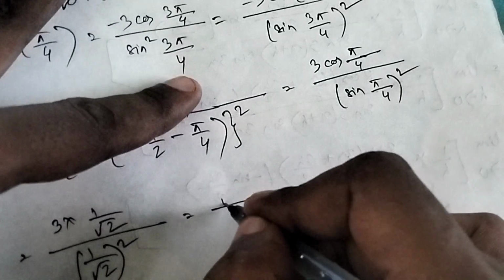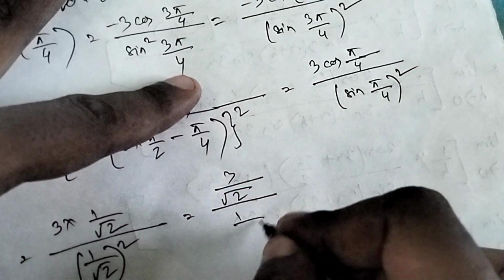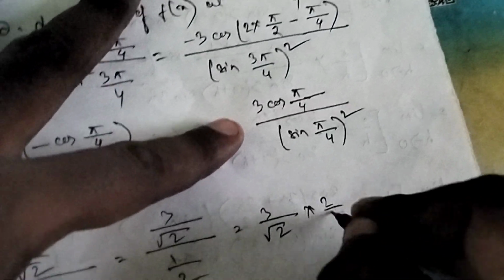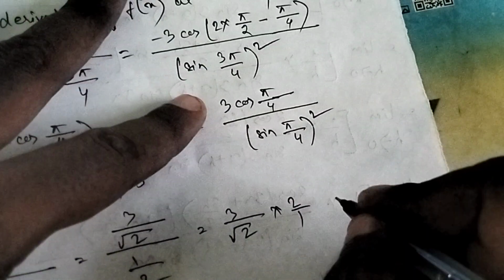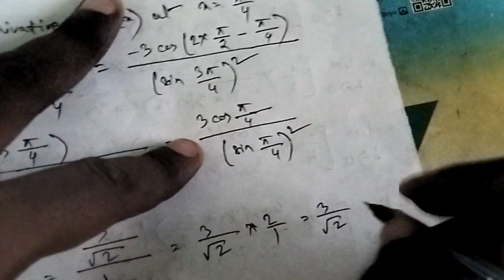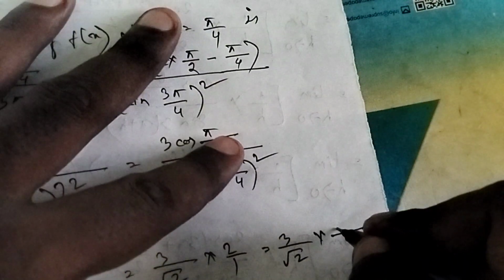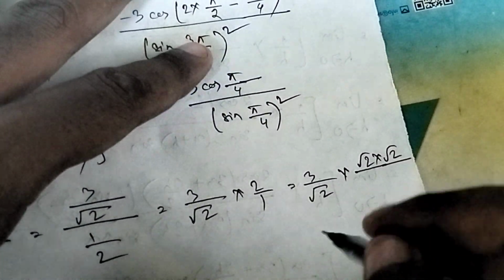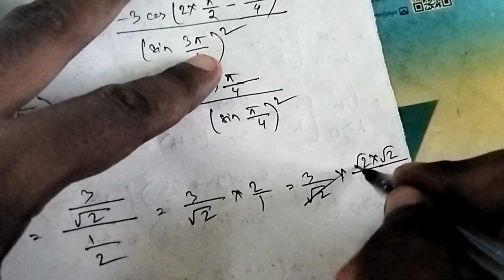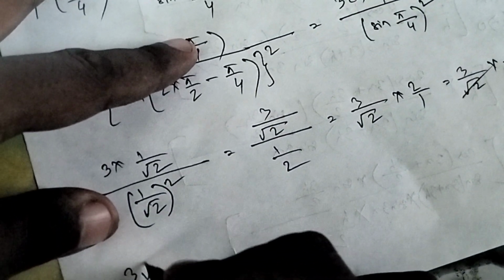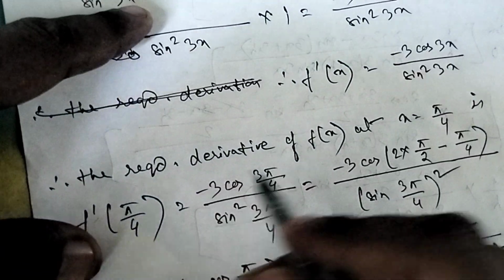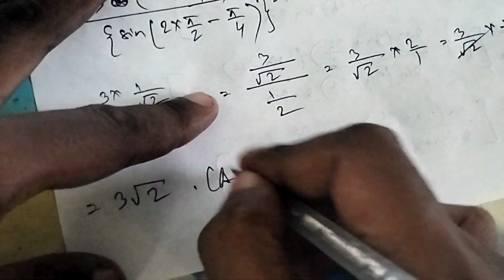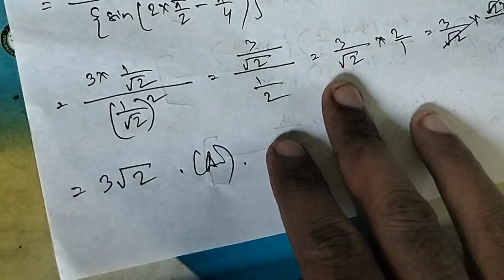So it would be 3 by root 2 by 1 by 2. So it would be 3 by root 2 into 2 by 1. Okay, so it would be 3 by root 2, and 2 we can write as root 2 into root 2 by 1. So root 2 will get cancelled. Finally the answer will be 3 root 2. So the required derivative of fx at x is equal to pi by 4 is 3 root 2, and this is the answer. Okay, thank you.